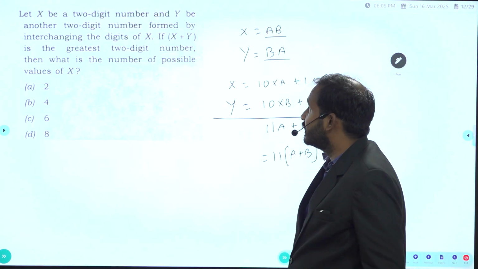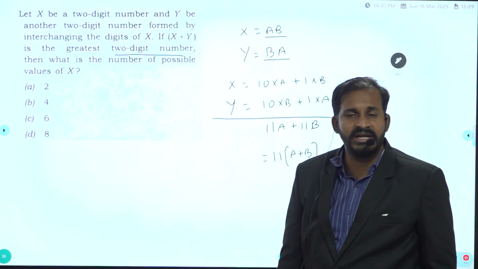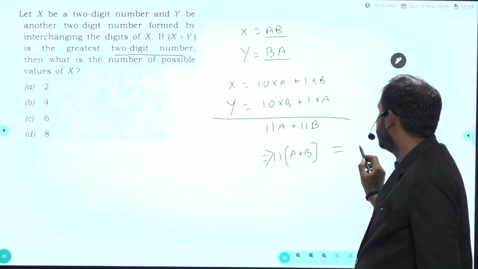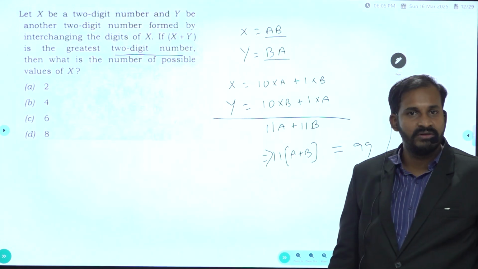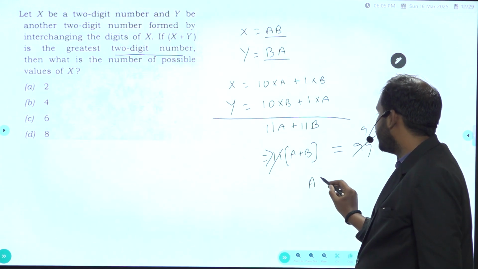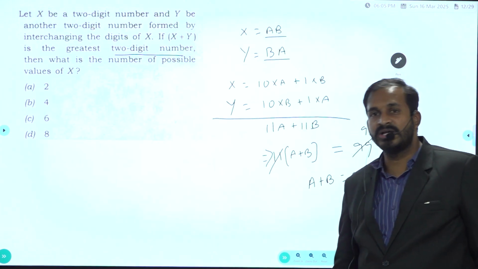And in the question they clearly told us that it is the greatest 2-digit number. What is the greatest 2-digit number? 99, right? So that means this value will be equal to 99. So 11 nines. So A plus B value should be 9. They are asking us what is the number of possible values of X.